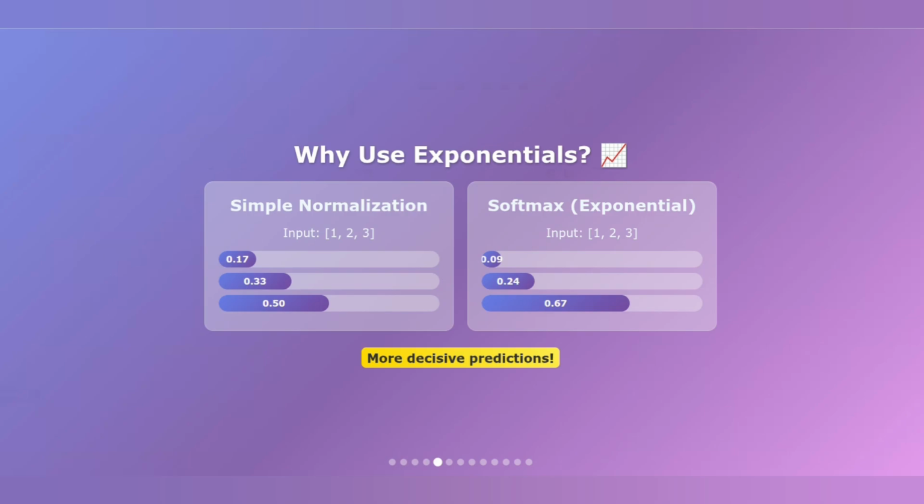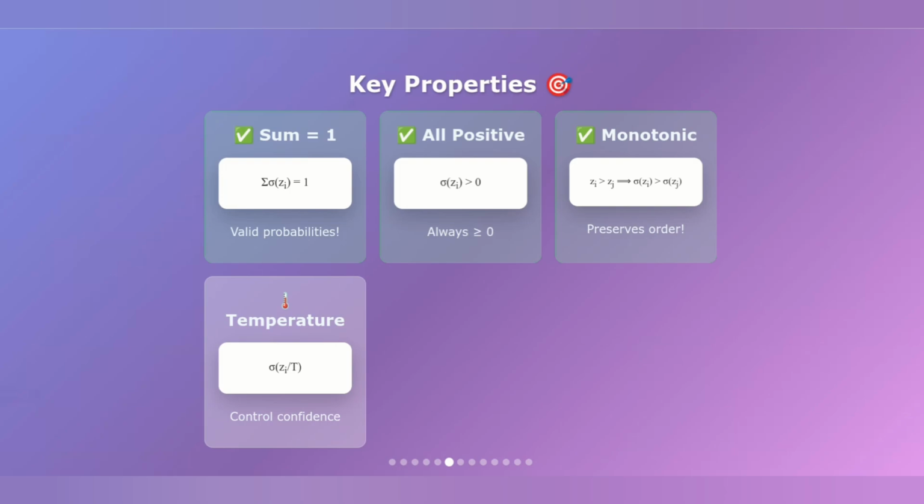You might be wondering, why use exponentials? Why not just normalize the raw values directly? Great question. The exponential function amplifies differences between values. Look at this. If we have scores 1, 2, 3, simple normalization gives us 0.17, 0.33, and 0.50. Pretty close probabilities. But softmax gives us 0.09, 0.24, and 0.67, much more decisive. This helps the model make confident predictions when there's a clear winner. Think of it as a rich-get-richer mechanism. Larger values get exponentially larger shares of the probability mass.